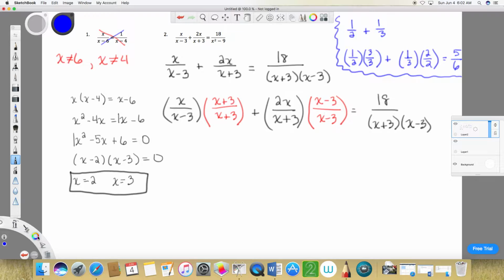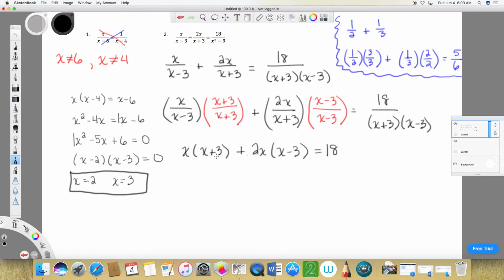All right. So let's return to our problem here. Now that we have a common denominator for every term, if we were to multiply both sides of this equation by that common denominator, all these denominators cancel, and all we have left is the operations that are in the numerator. So we have x times x plus 3. We have 2x times x minus 3, and that equals 18.